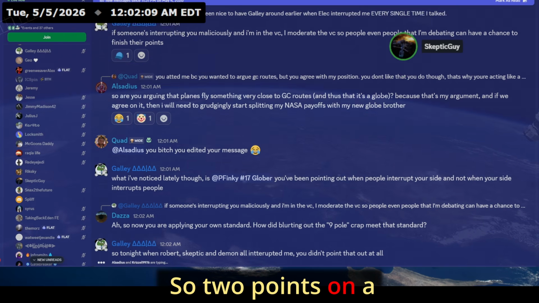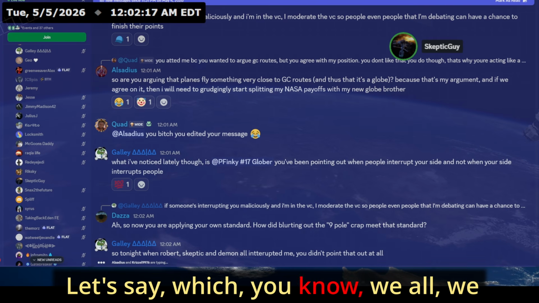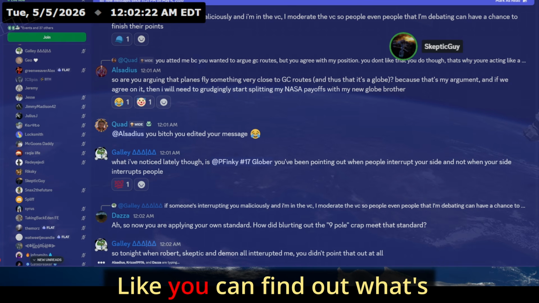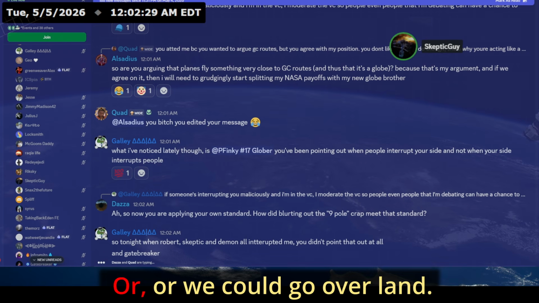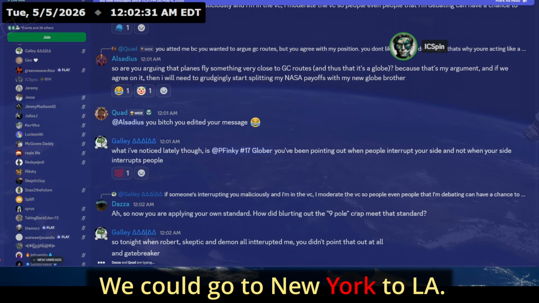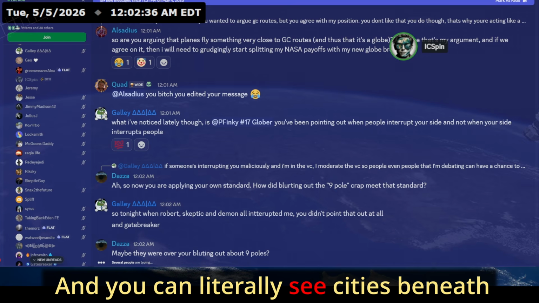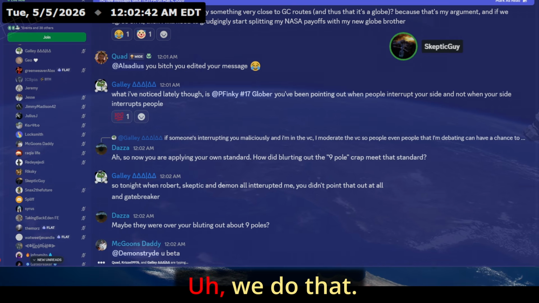So two points on a coordinate system on a sphere. That's what we use. Let's say we all have a debate, and we can look it up. We can find out. What's a good example? New York to London or something like that? Sure, we can use that. Or we could go over land. We could go New York to LA. That's a flight that takes place, and you can literally see cities beneath you as you're flying, right? We could do that.